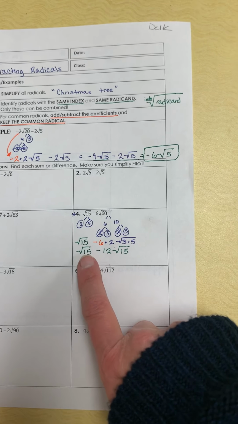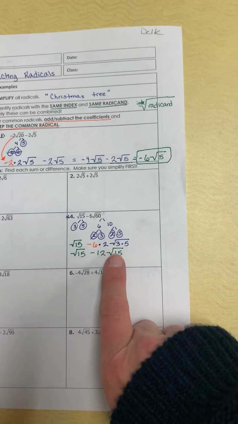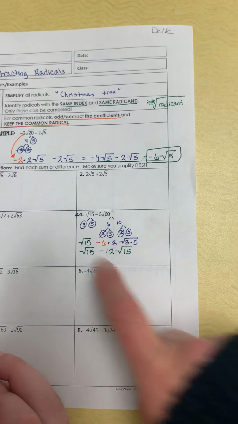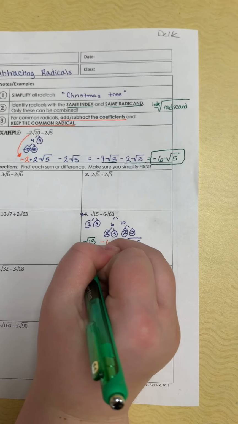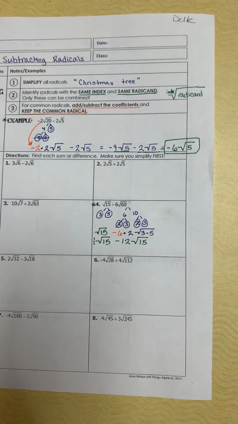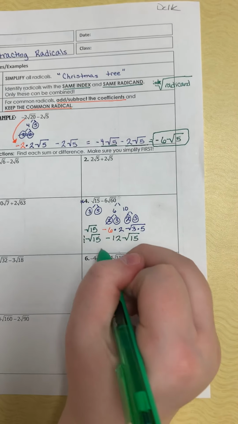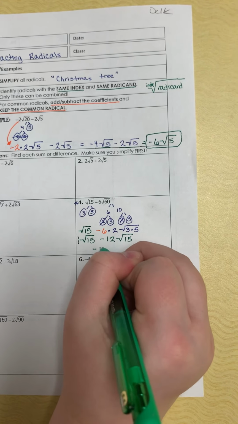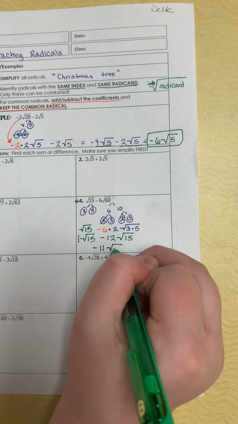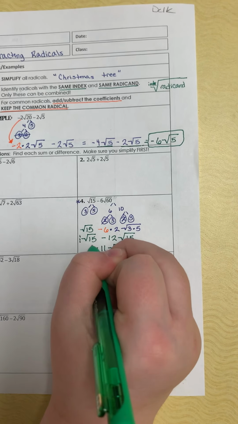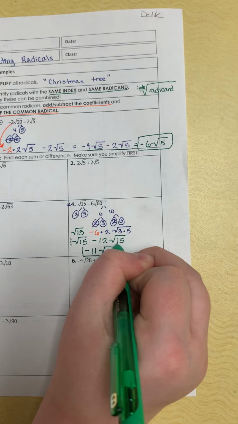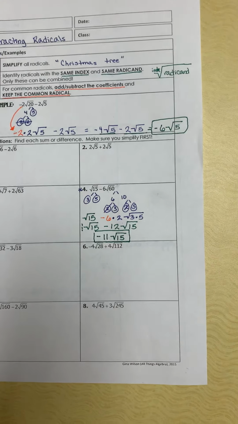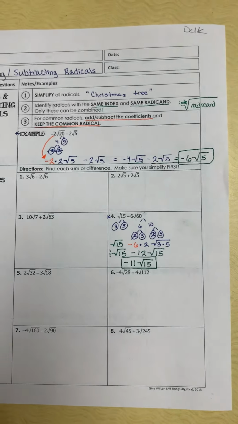And notice how she's got a like radicand right here. The radicand is the same. The index is the same because both of them are square roots. Here's what you can't forget, that there's an invisible 1 right there. That one that she just drew. So technically she has 1 minus 12, which is negative 11, and then we keep our common radicand. Okay, see how easy that is? Not something that's going to be too hard.